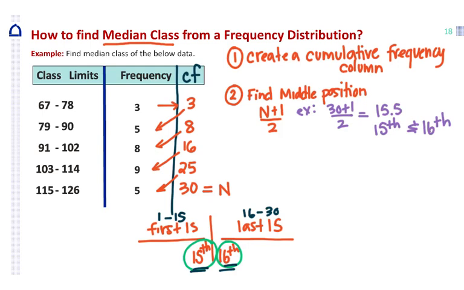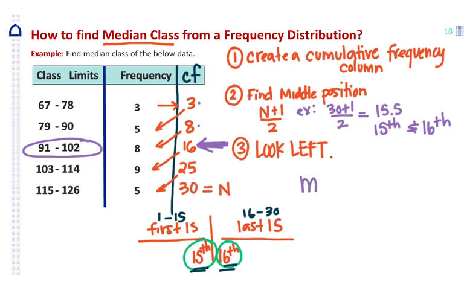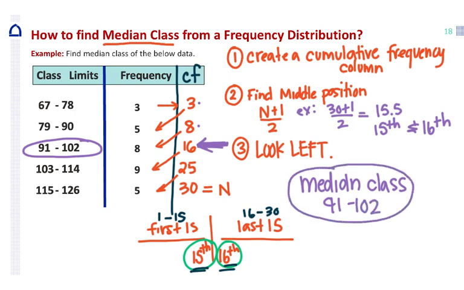So we go ahead and we look at our cumulative frequency distribution and we see where that is. So this means the first 3 positions are in the first row. This means position 4 through 8: 4, 5, 6, 7, and 8 are in that row. This means position 9, 10, 11, 12, 13, 14, 15, 16. So we know the 15th and 16th position are in this row. So we will look to our left and say this class is the median class. And so what that means is half of the data were in that class or below, 91 to 102, half of the data were in that class or above.